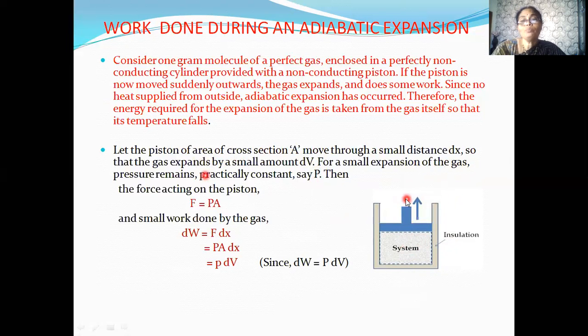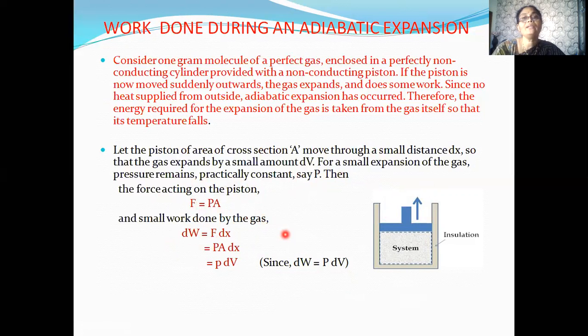Now, let us assume that the piston has a cross-sectional area A. When it is moved through a small distance dx such that the gas expands by a small volume dV, for a small expansion of the gas the pressure P practically remains constant. Then the force acting on the piston is F is equal to P into A, force is equal to pressure into area, and the small work done by the gas is dW is equal to F into dx. So F is nothing but PA into dx, that is PdV, since dW is equal to PdV. So this is the work done during adiabatic expansion.